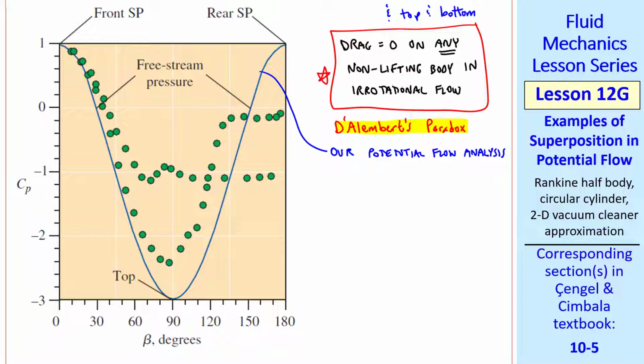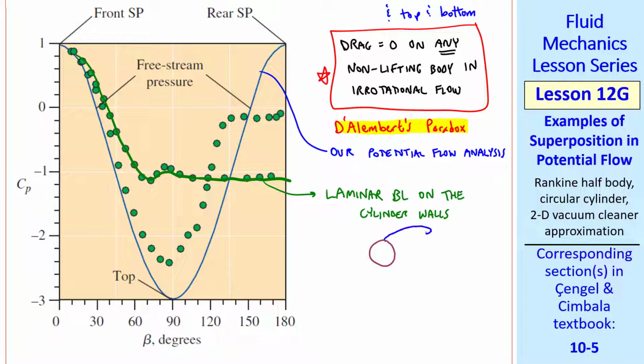I also plot experimental data points. This set of experimental data points is for the case with the laminar boundary layer on the cylinder walls. We see that our potential flow prediction is pretty good until a little before the top, then the pressure flattens out. This is because the flow separates, and we get a complicated flow with a wake. At a certain range of Reynolds numbers, this actually becomes unsymmetric and makes a Kármán vortex street.